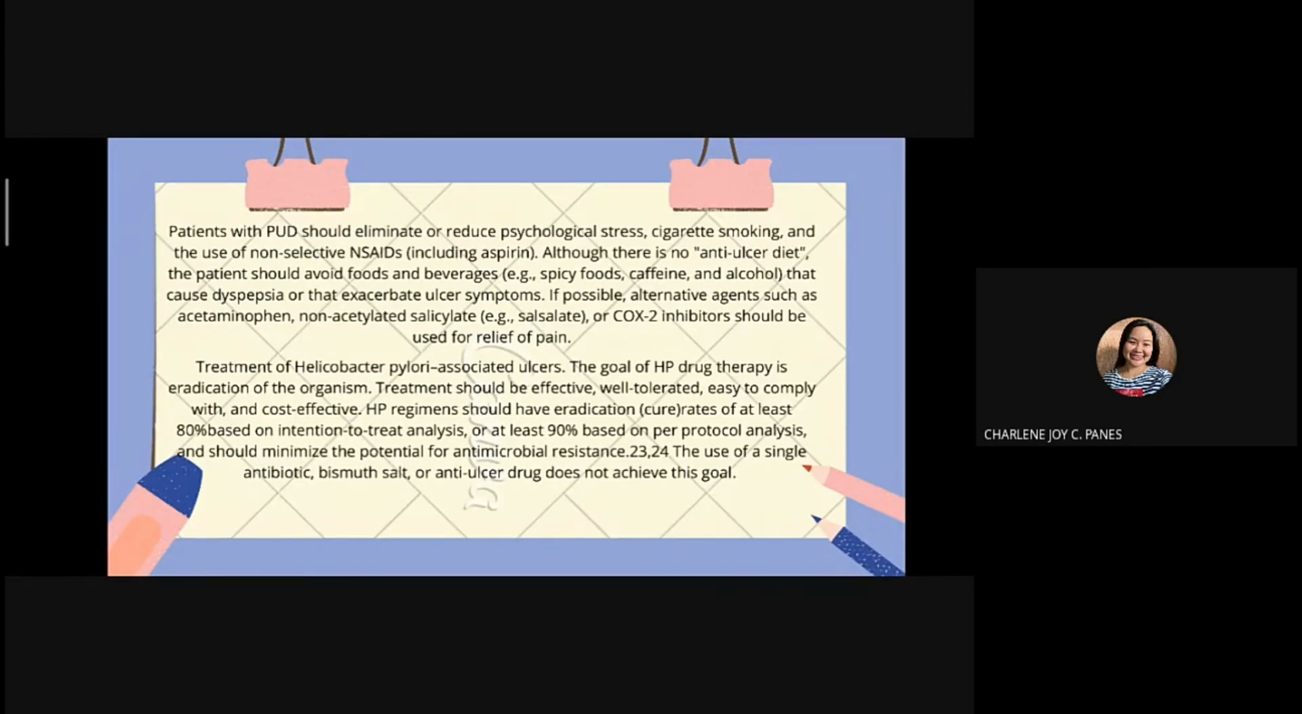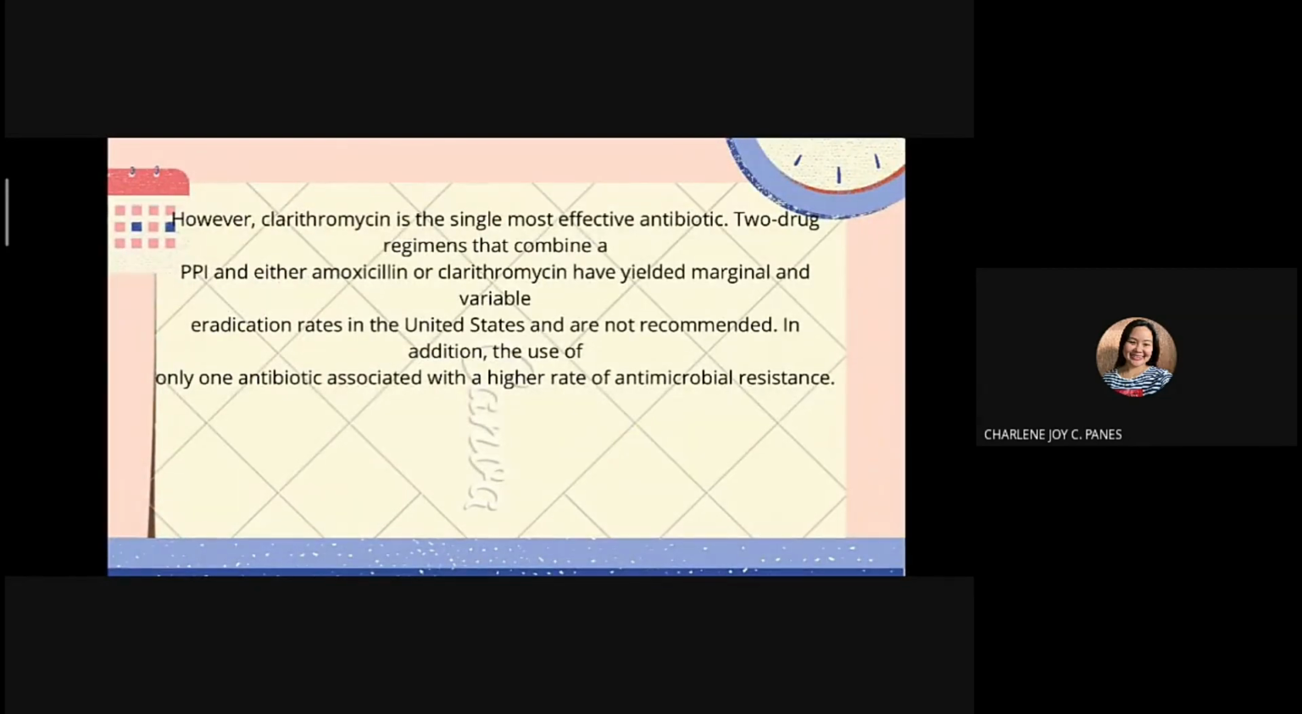The use of a single antibiotic, bismuth salt, or anti-ulcer drug does not achieve this goal. However, clarithromycin is the single most effective antibiotic. Two drug regimens that combine a PPI and either amoxicillin or clarithromycin have yielded marginal and variable eradication rates in the United States and are not recommended. In addition, the use of only one antibiotic is associated with a higher rate of antimicrobial resistance.